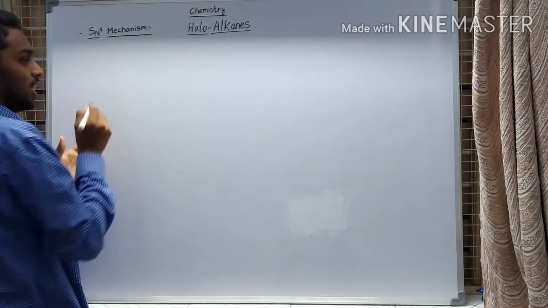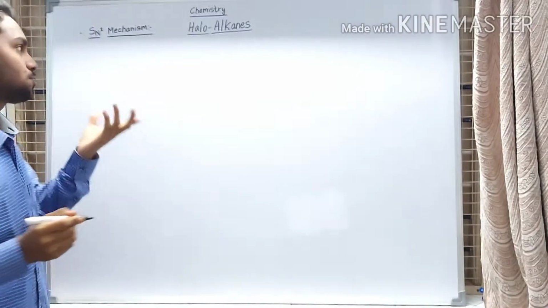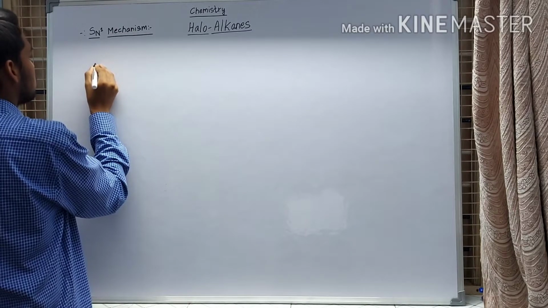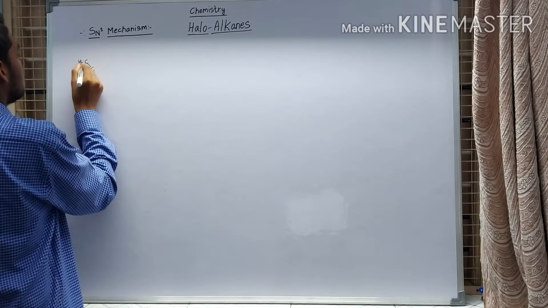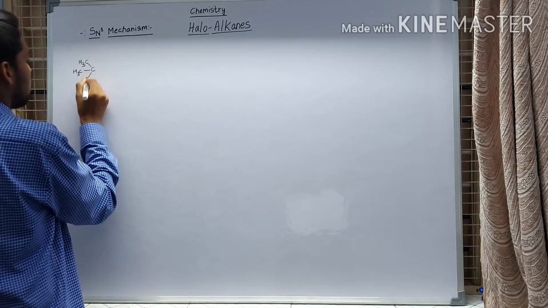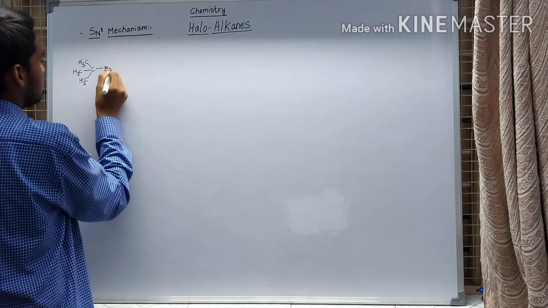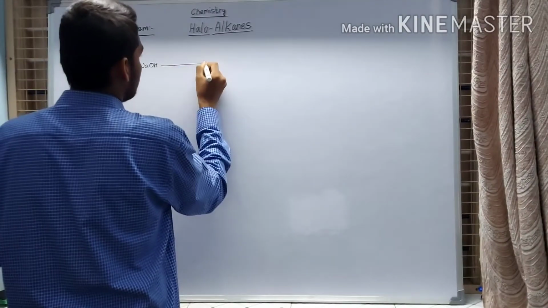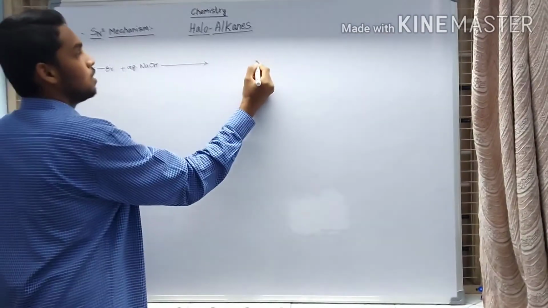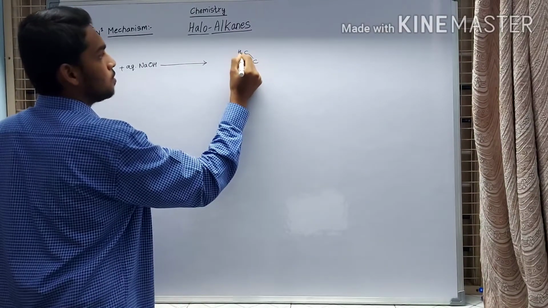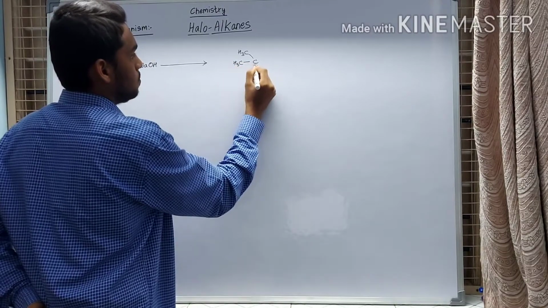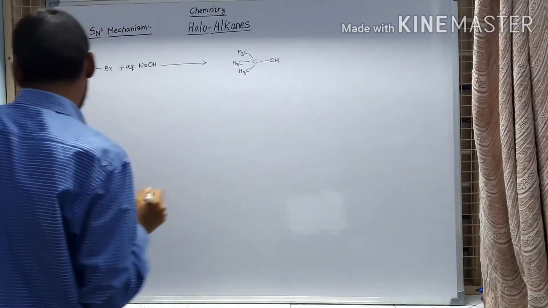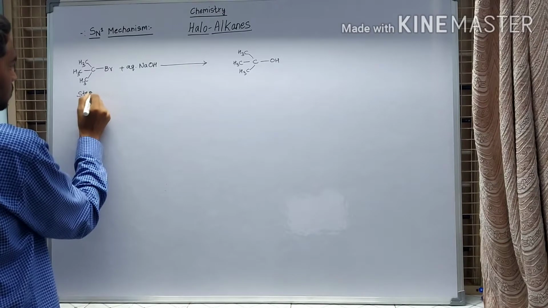First, this mechanism is divided into 2 stages, like steps. Let me first write the general reaction of this SN1. It is tert-butyl bromide. Then it is going to react with aqueous NaOH. It is going to give us tertiary butyl alcohol, right?